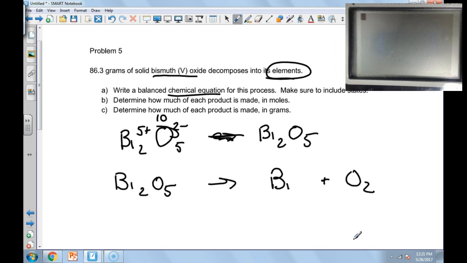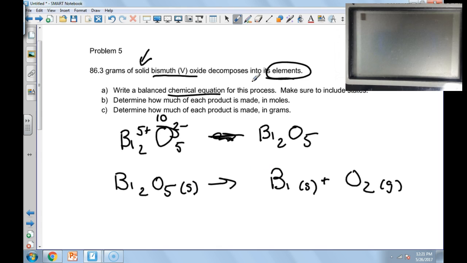And so we have to balance this. Before we do, let's write states. What we know is oxygen is a gas, it's a diatomic gas. Bismuth is a solid, it's a metal. And then Bi2O5, we don't know what that is, except that it's an ionic compound, so we have to assume that ionic compounds, for the most part, are going to be solids.